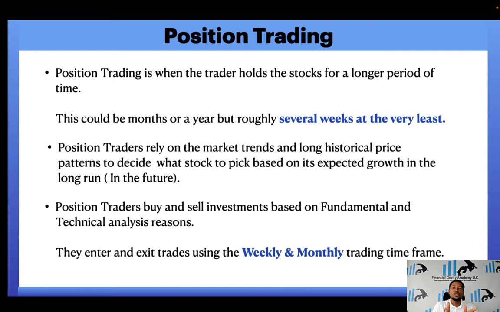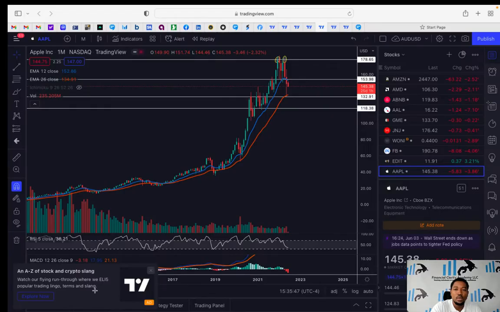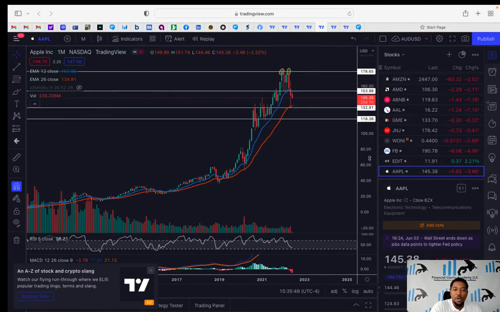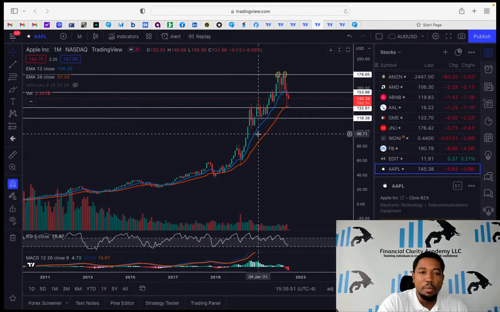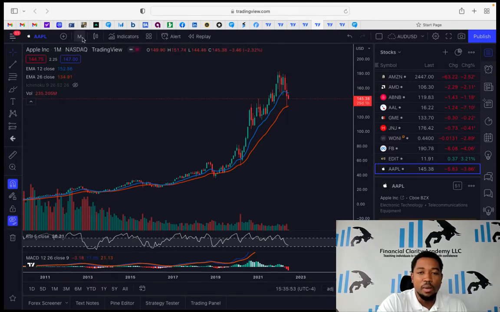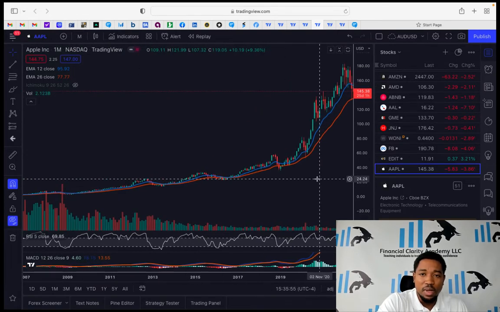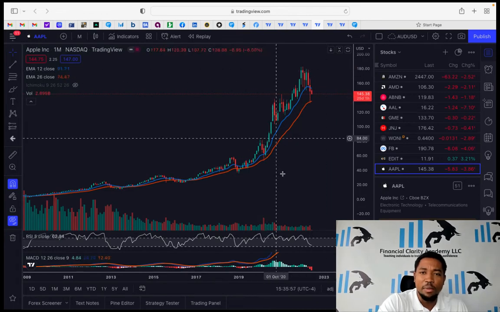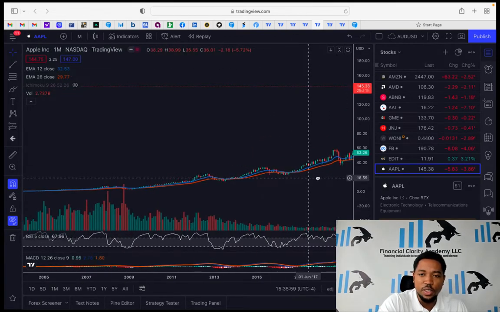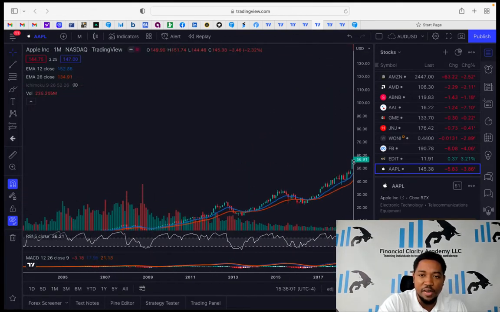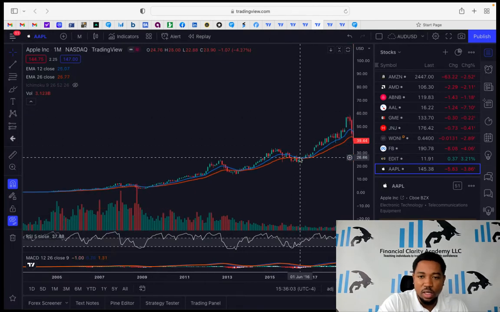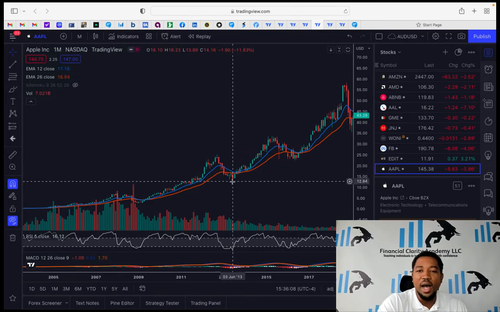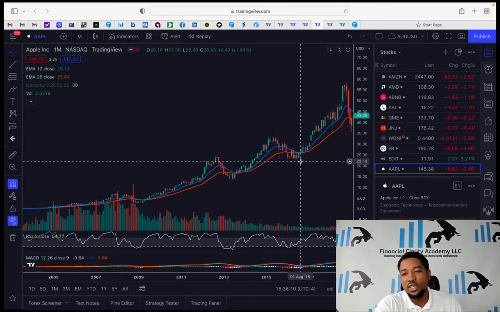So I'm going to show you an example now on the chart of how position traders look at the chart before they enter a trade. So let's go. So here we are. We're on Apple's chart and we're on the monthly time frame, right there, 1 month. So let's say none of this price action happened before. If we were to go back to this time in this area, this date was June 2016. We all know we don't want to buy when the stocks are going up. We want to buy when the stocks are coming down, right?